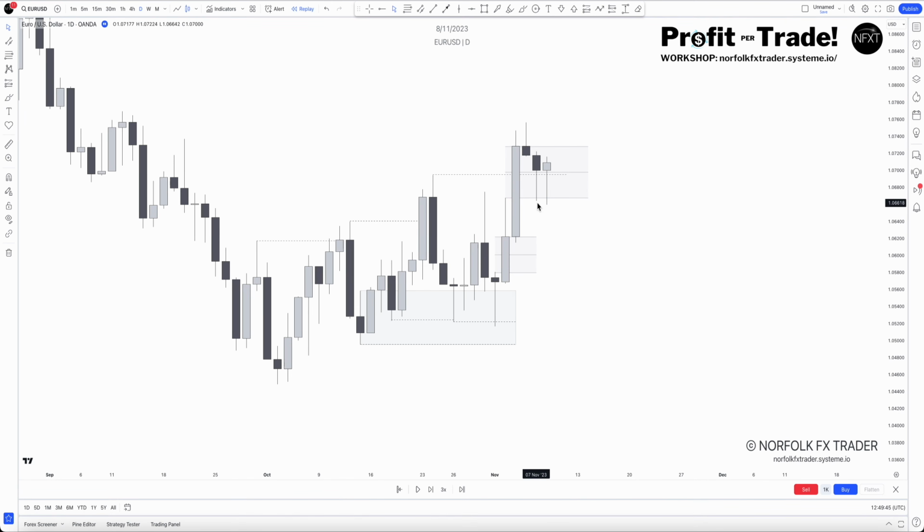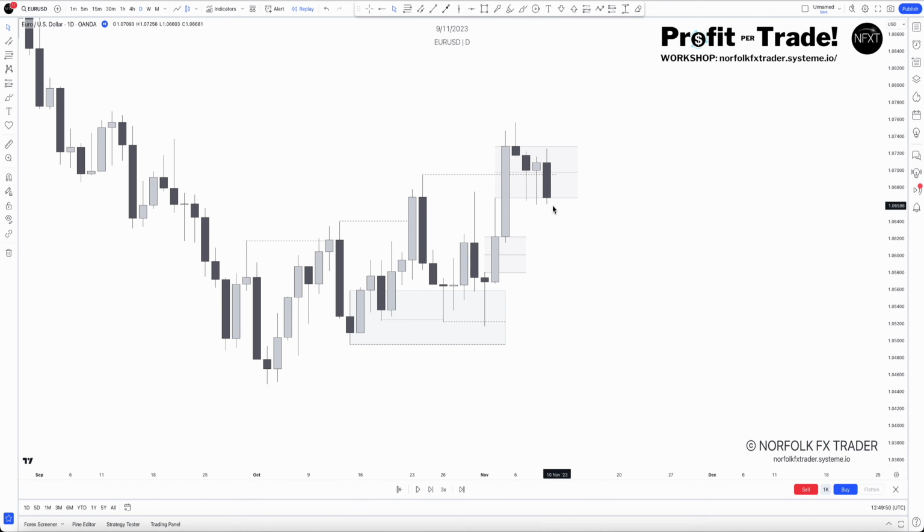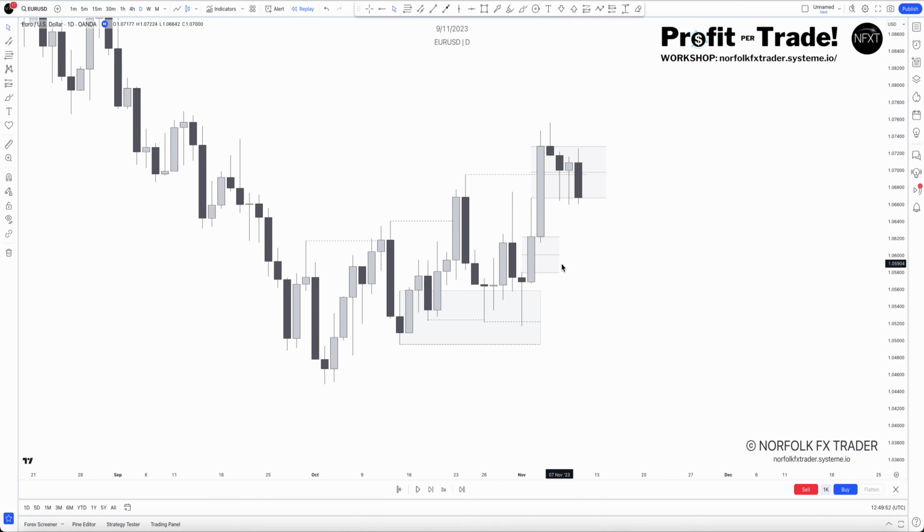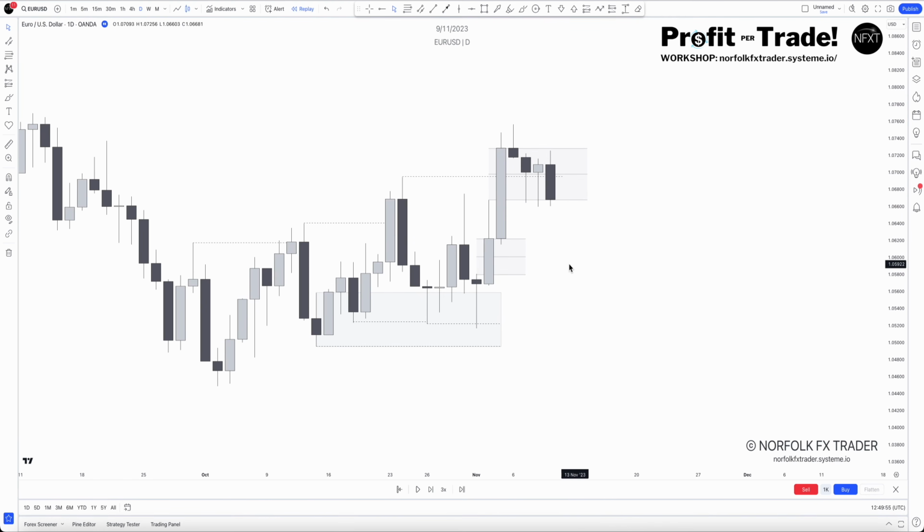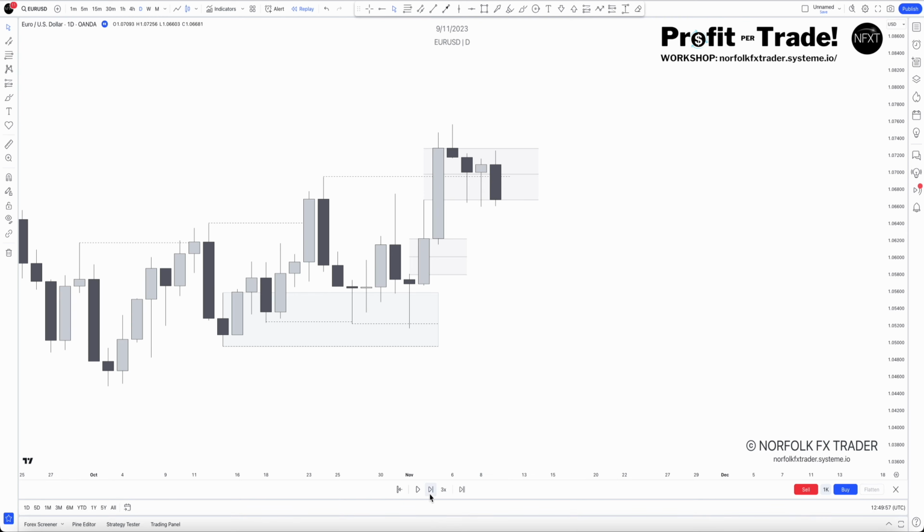We've done the same again. We've wicked through the low. Okay, we've held at the low of the zone, but now things have changed. Okay, this looks like a swing pullback, and all we're looking for is the close of the bottom of this zone.